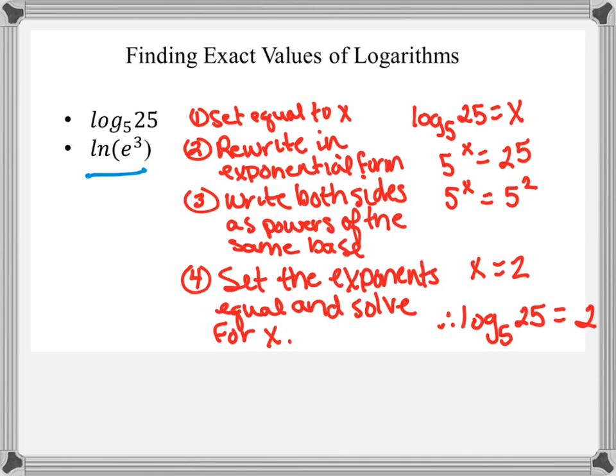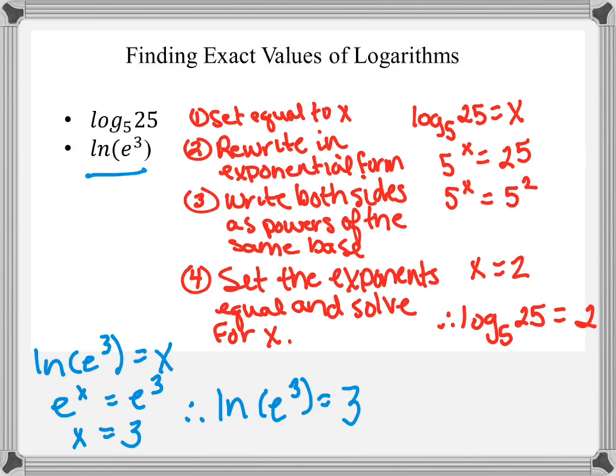Let's look at the second example in blue. So natural log of e cubed. I'll start by setting that equal to x, and now I'll rewrite it in exponential form. That will become e to the x equals e cubed. We already have both sides as powers of the same base. The base is e, so now we will ignore the e's and set the exponents equal. x equals 3, and that is solved for x. So therefore, natural log of e cubed equals 3.